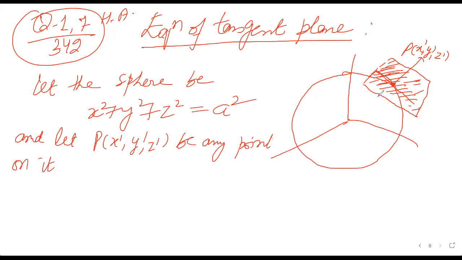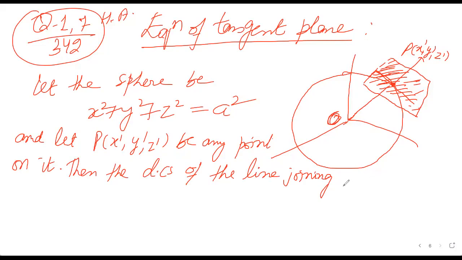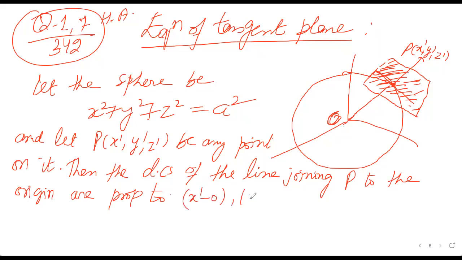Then you know the direction cosines of the line. This is your origin. This is of the line joining this point to the center. If I join this point to the center, I can do that. So what will they be? x dash upon root of x dash square plus y dash square plus z dash square, and similarly for the others. If I want to write proportions of the line joining P to the origin, they are proportional to, in coordinate form, x dash minus zero, y dash minus zero and z dash minus zero respectively.